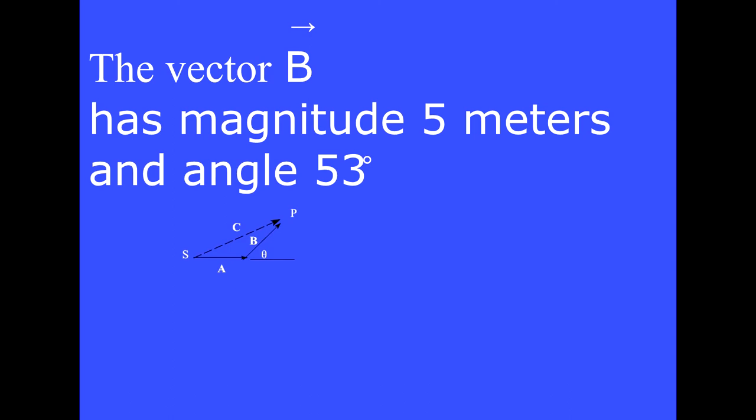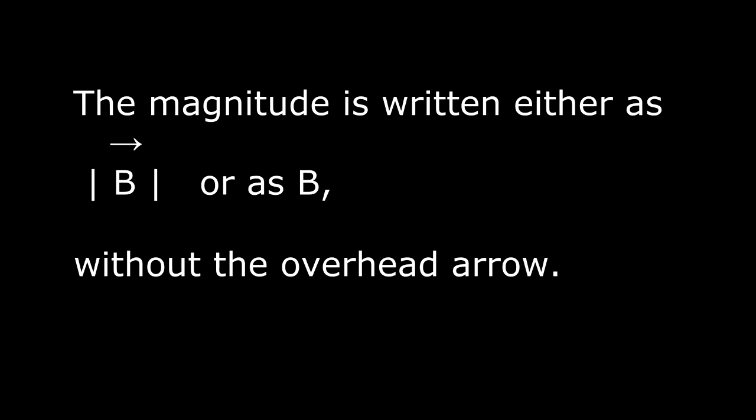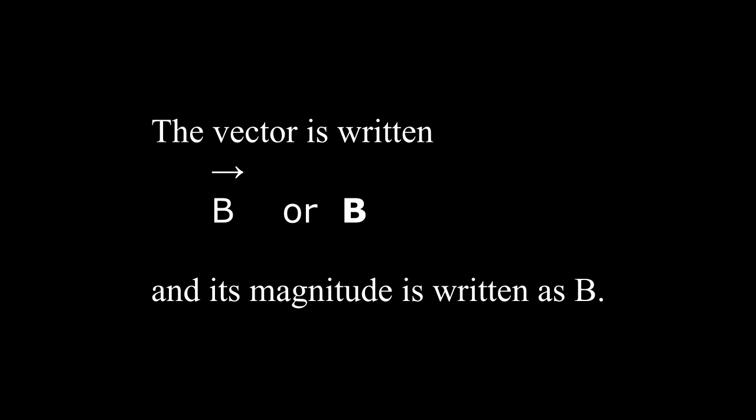Two quantities are needed to specify a vector. For example, vector B, which was the second walk, has a magnitude of 5 meters, and it has an angle of 53 degrees. A vector has both magnitude and direction. The magnitude is written as a B with a vector arrow over it, surrounded by absolute value signs, or more simply, as just B without the little overhead arrow. The vector B is written as a letter B with an arrow over it, or as the letter B written in bold, and its magnitude is written as a letter B without an arrow over it.